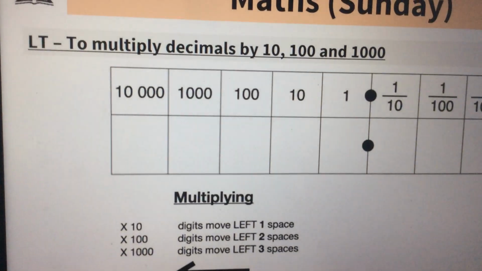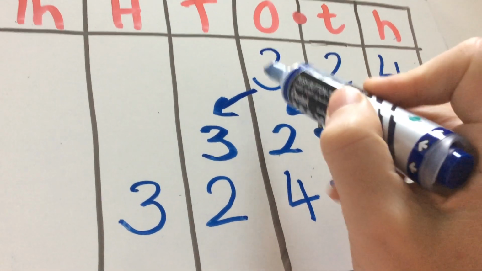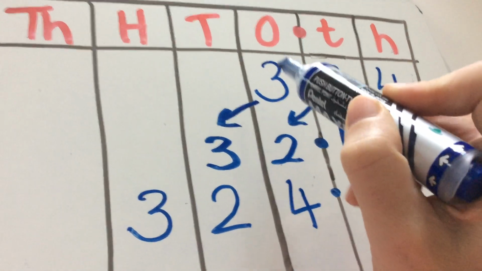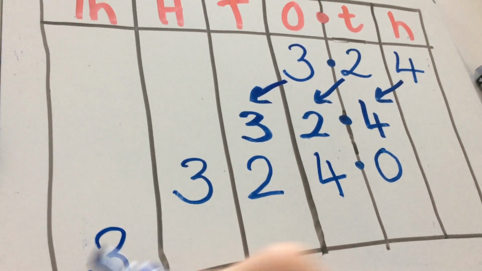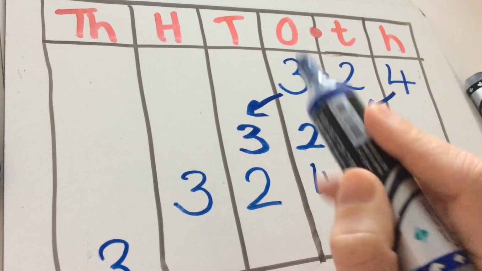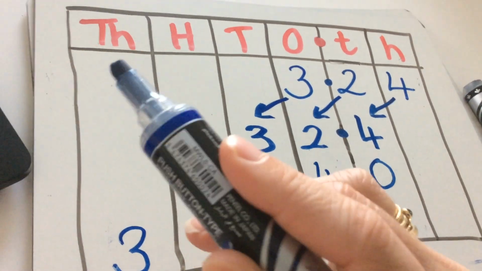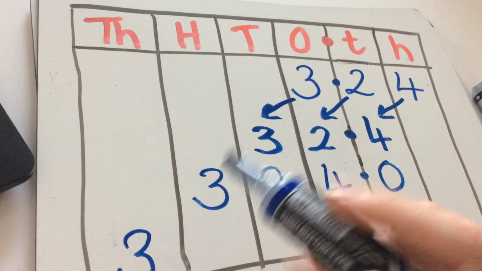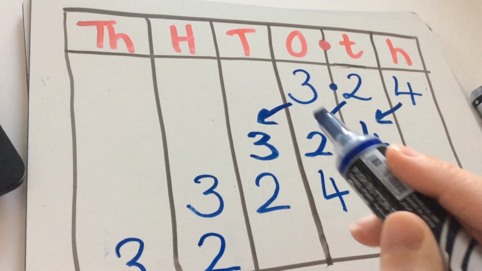Right, if we're multiplying by 1,000, the digits move 3 places to the left. So going back to where we started from, I'm multiplying my 3.24 by 1,000, so each one is moving 3 places. So 1, 2, 3. If I'm taking my 3, that's in my ones column, and I'm multiplying it by 1,000, think about it, that makes sense that that's 3,000. So then my 2, 1, 2, 3. My 4 digit, 1, 2, 3.